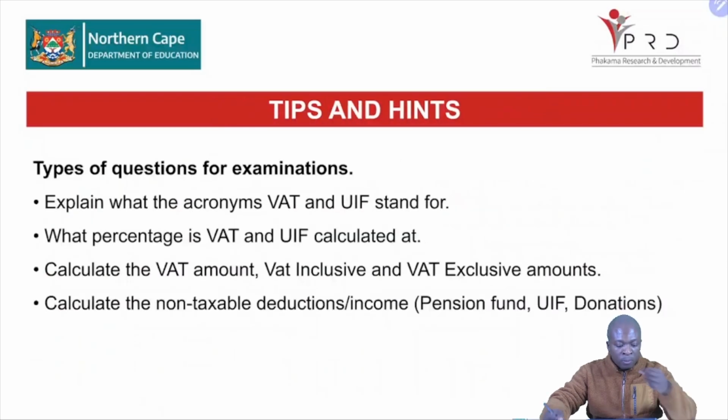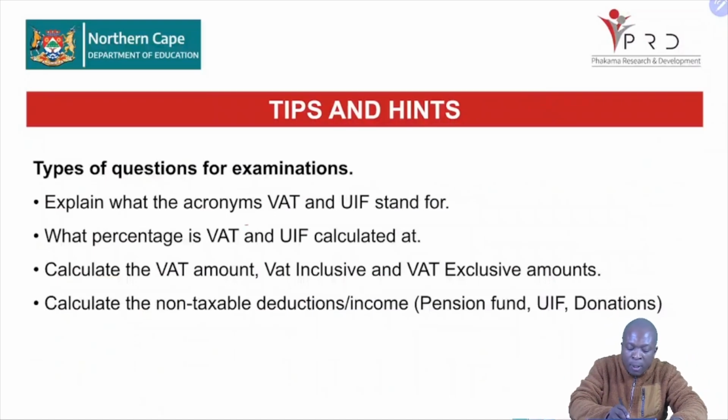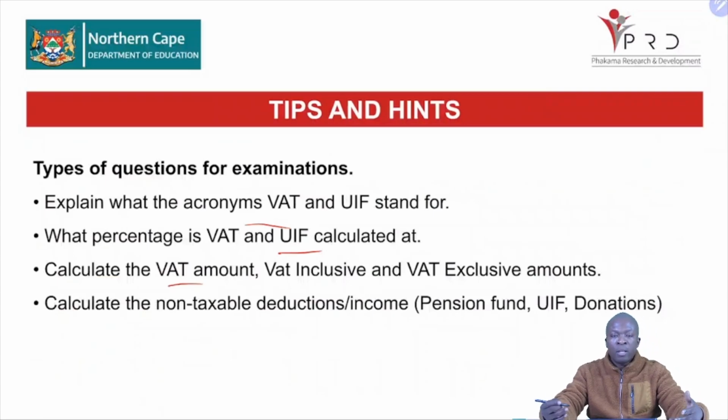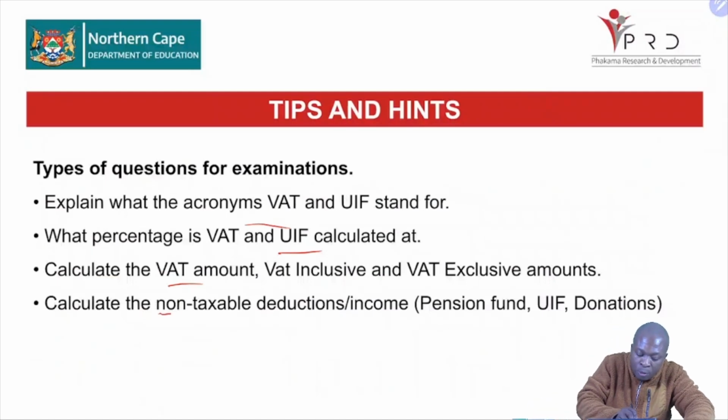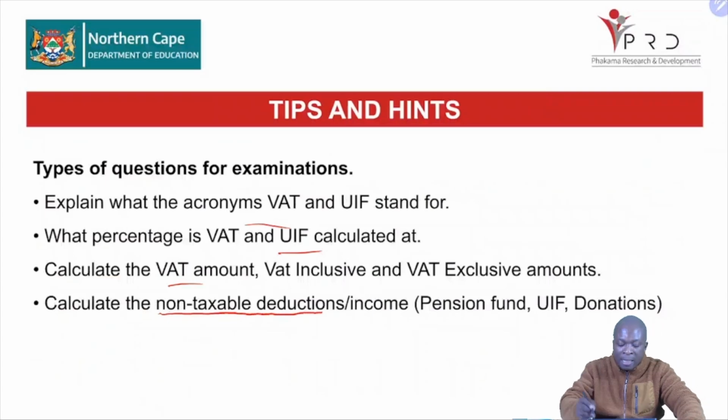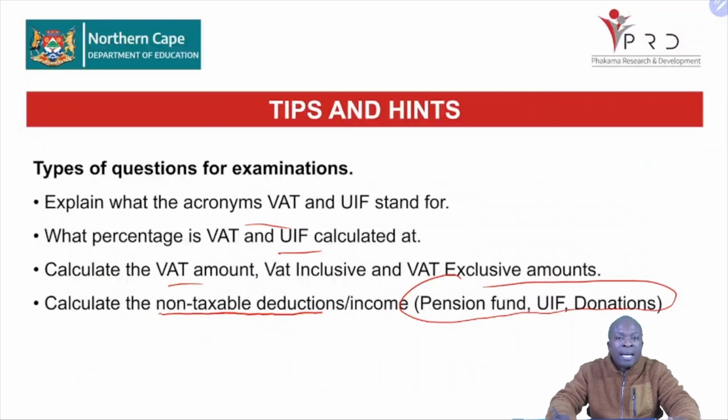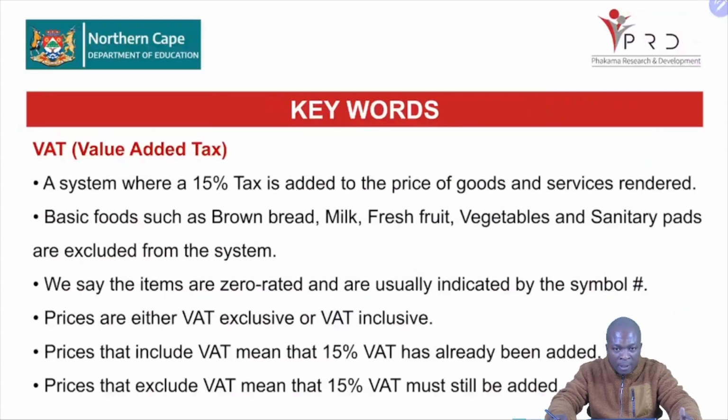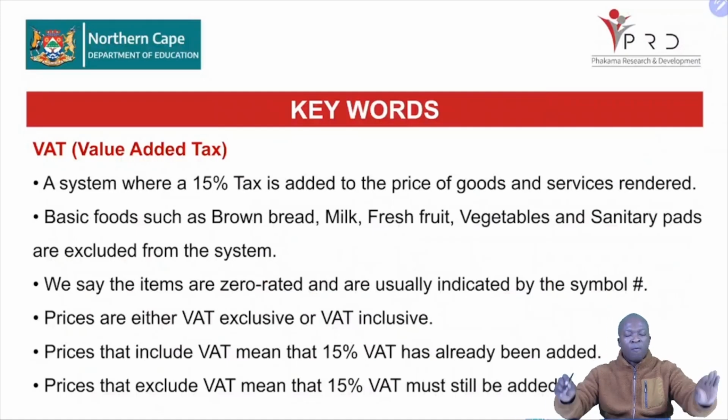All right. So the kind of questions that you're going to be facing in your paper 1 is just like the prelim, but a little bit higher order. Questions that are going to focus on VAT, UIF, VAT inclusive, how you calculate the pension fund, UIF, and how the donations and everything come together. Then you're also going to be asked questions on non-taxable items. I've given them to you here, meaning these items, you do not pay tax on them.